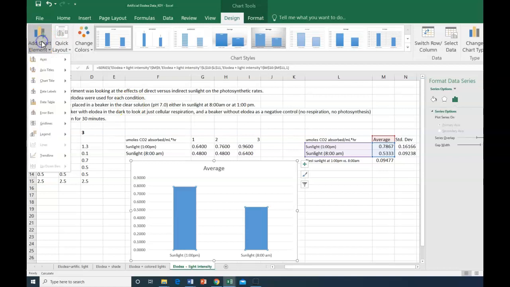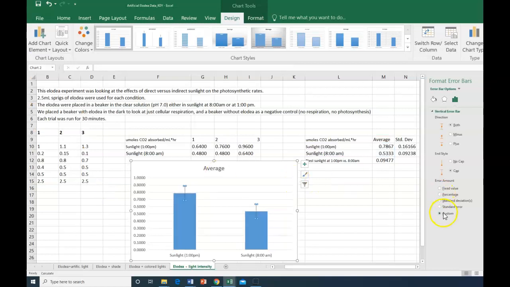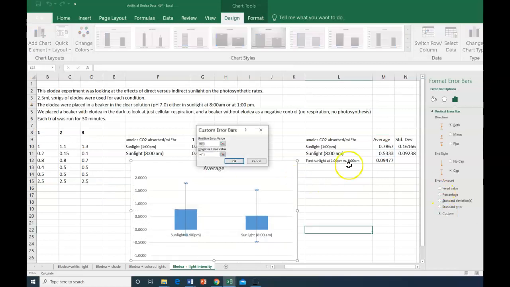I'm going to add chart element, error bars. This is all spelled out in your lab. More error bars, custom, specify values. And so now it's saying the default is 1 plus or minus 1, which is not correct. So we need to tell it what the error bars are. So we're going to do standard deviation, just highlight our rows right there.